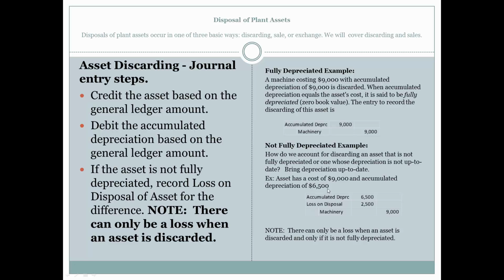So in this example, the asset had a cost of $9,000 and the accumulated depreciation associated with the asset is $6,500. So first of all, we want to credit the value of the asset. Secondly, we want to debit accumulated depreciation. We can see that there's a $2,500 difference, which will be a loss on disposal. So note, there can only be a loss when an asset is discarded and only if it is not fully depreciated.